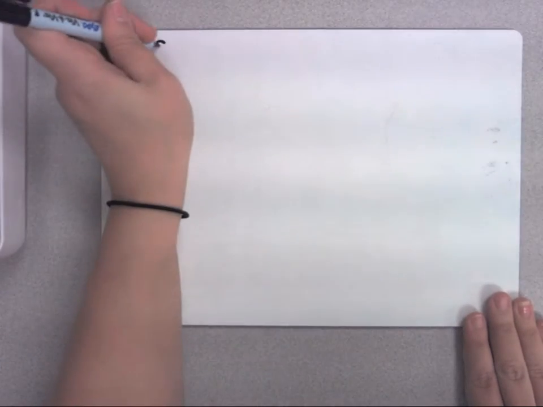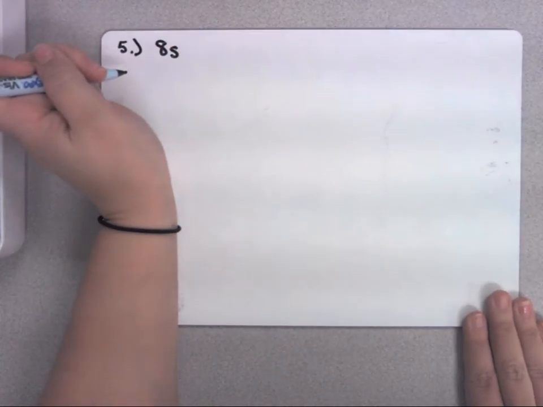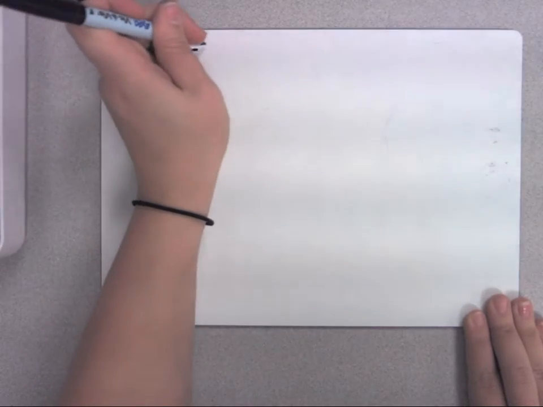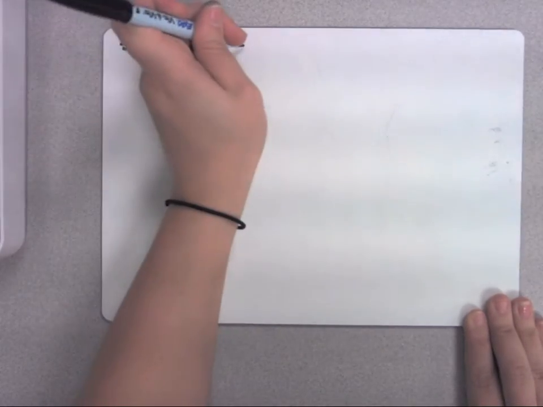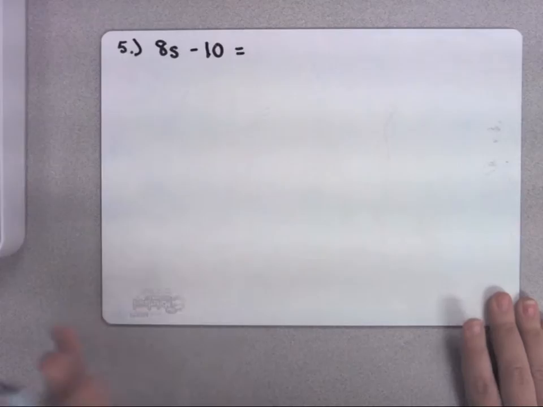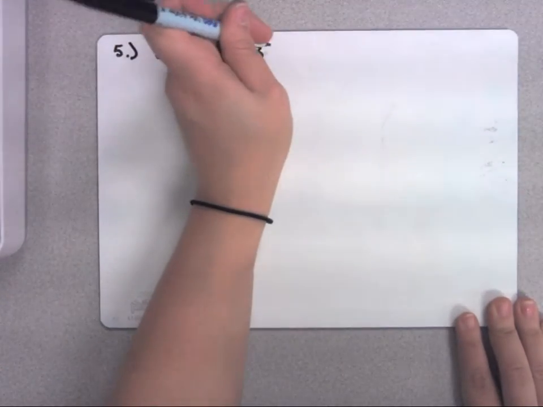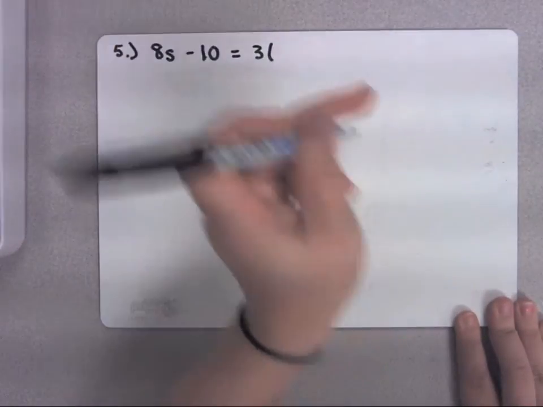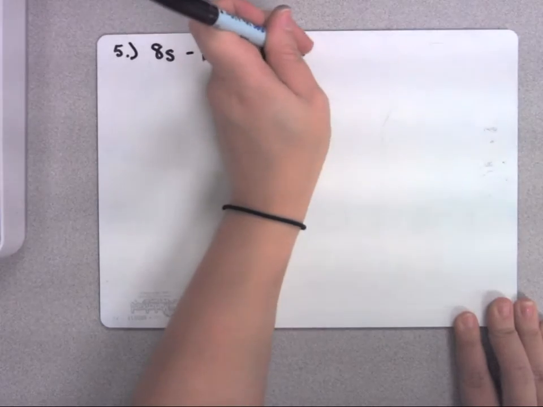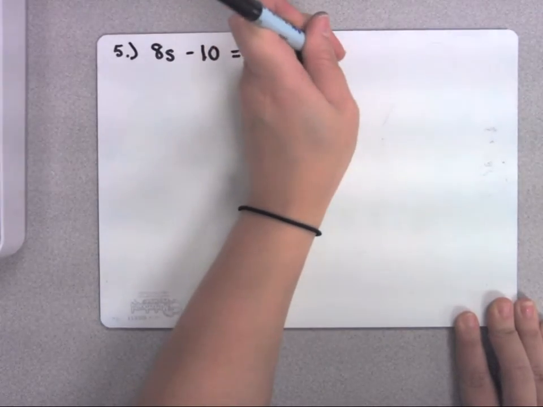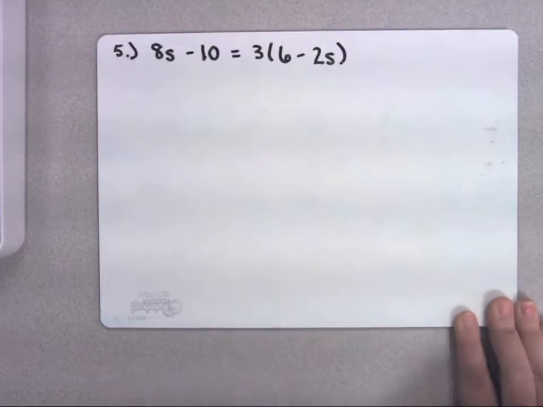First problem, 8s subtract 10 equals 3 parentheses 6 minus 2s, close your parentheses.